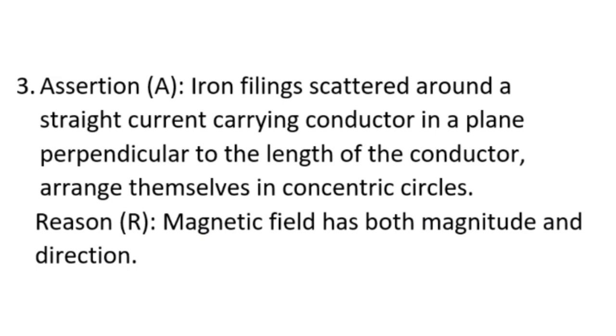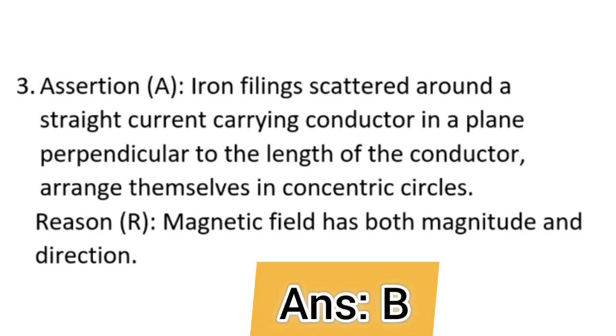Next, assertion: iron filings scattered around a straight current carrying conductor in a plane perpendicular to the length of the conductor arrange themselves in concentric circles. Yes, we know that the magnetic field is represented by the arrangement of iron filings, which is actually in the form of concentric circles. Reason: magnetic field has both magnitude and direction. That is also a correct statement, but that is not the reason for the assertion. So we can say option B, assertion and reason both are true, but not the correct explanation.